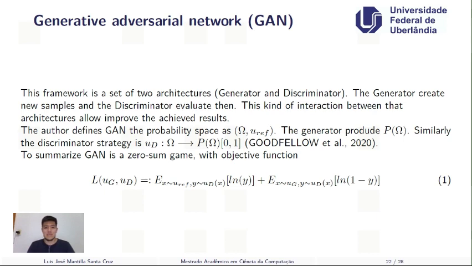Well, another interesting concept is generative adversarial networks, GANs. Well, it's a framework, a set of two architectures, a generator and a discriminator. The generator must create new samples and the discriminator should evaluate them. Well, both architectures share a probability space and basically we have to optimize the objective function.